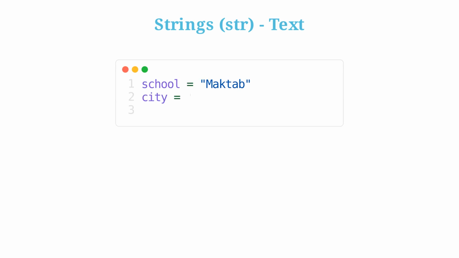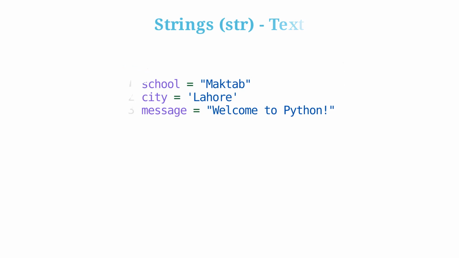Third type, strings. These are text wrapped in quotes. School name Maktab, city Lahore, or our welcome message. Whether you use single or double quotes, they both work perfectly.